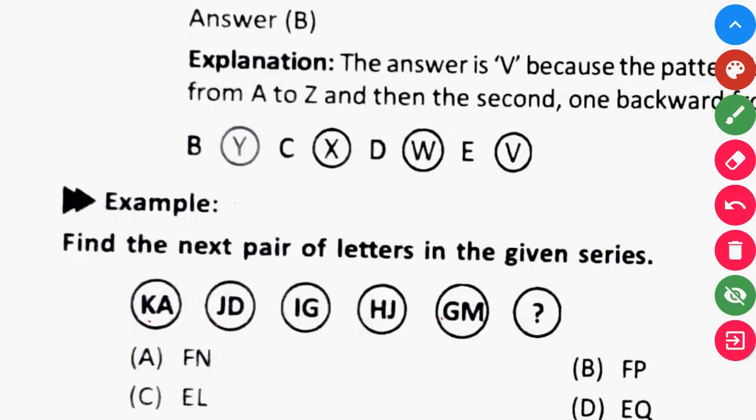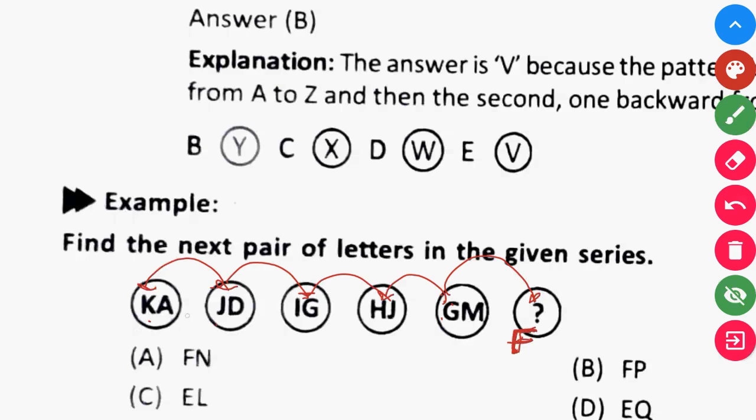So G, A, B, C, D, E, F, G, H. After G, H will come. After H, I is coming. After I, J is coming. After J, K is coming. So before G, which letter is coming? A, B, C, D, E, F, G. So F is coming before G.